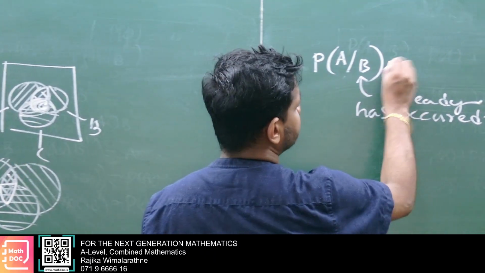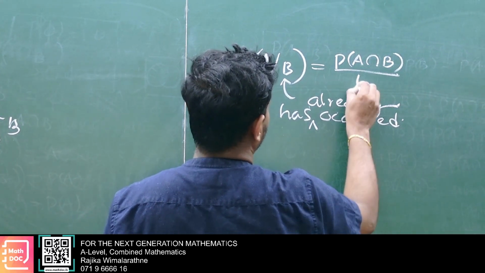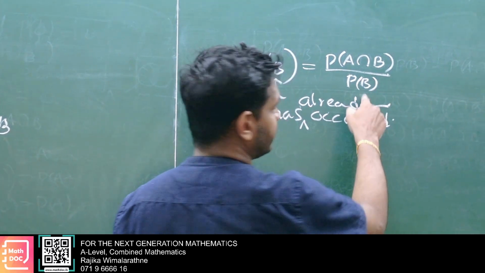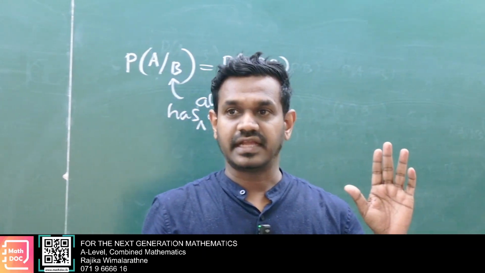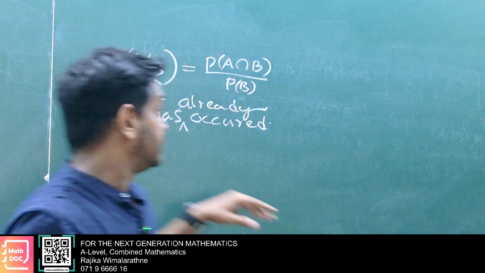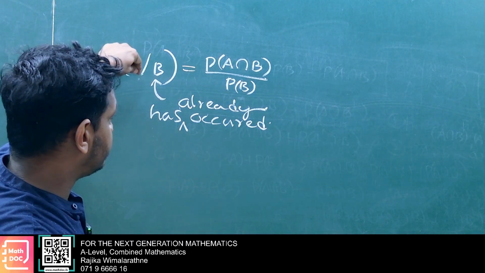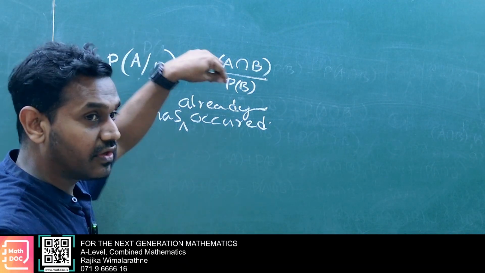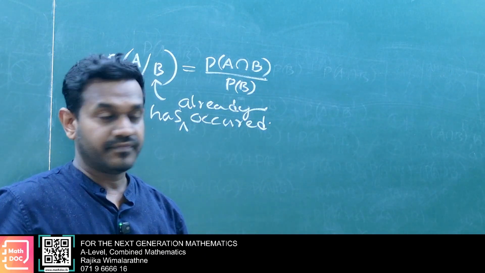Here is the definition: P(A given B) equals P(A intersection B) divided by P(B). Now you take this as another theorem. This notation says the probability of occurrence of A, when B already has occurred.